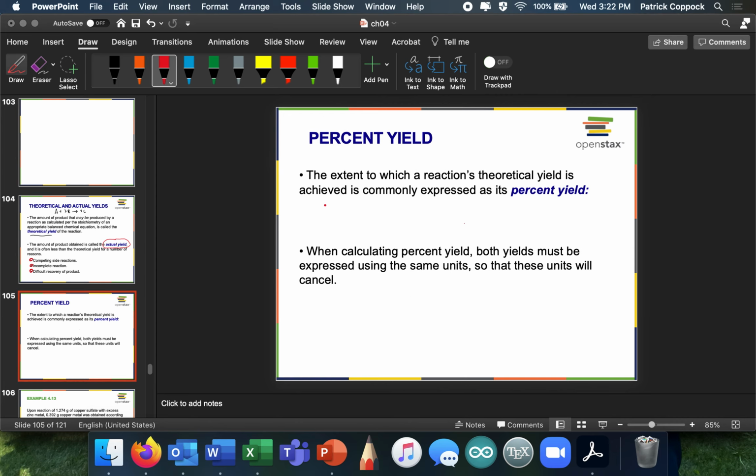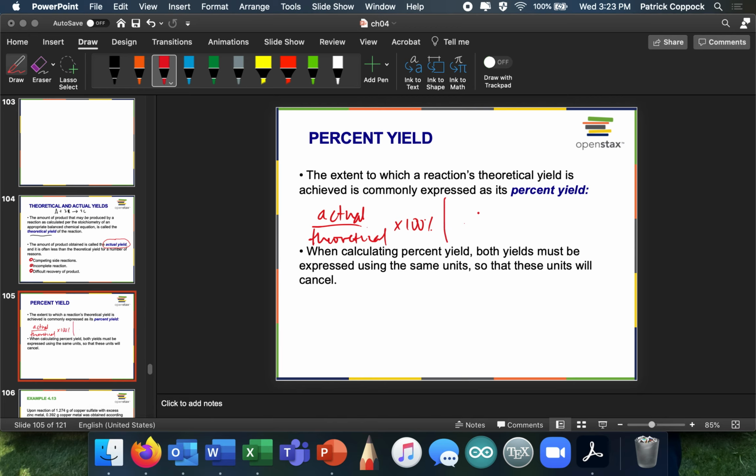So percent yield now is the extent to which a reaction's theoretical yield is achieved. Percent yield is what you actually got compared to what you were hoping to get, right? And we oftentimes say it in terms of percent. So we'll change the form of it to make it like that.